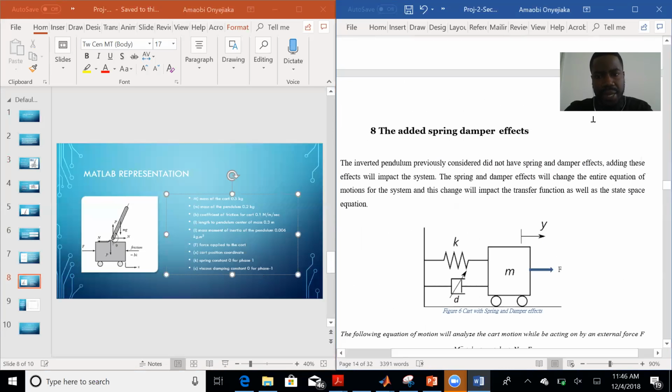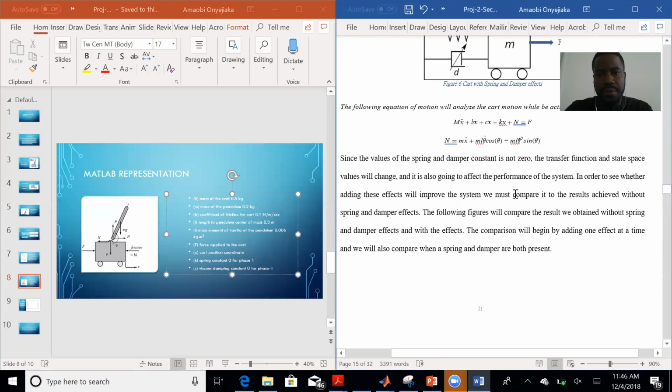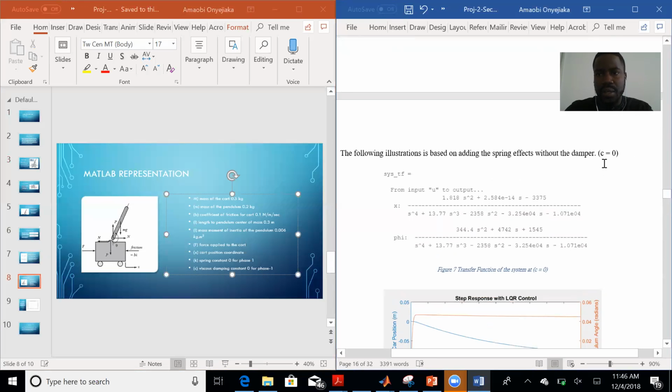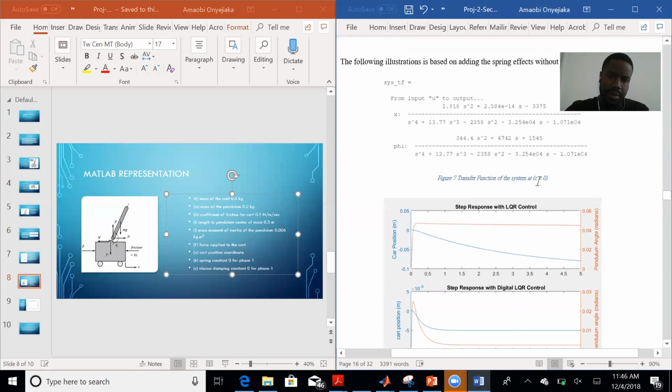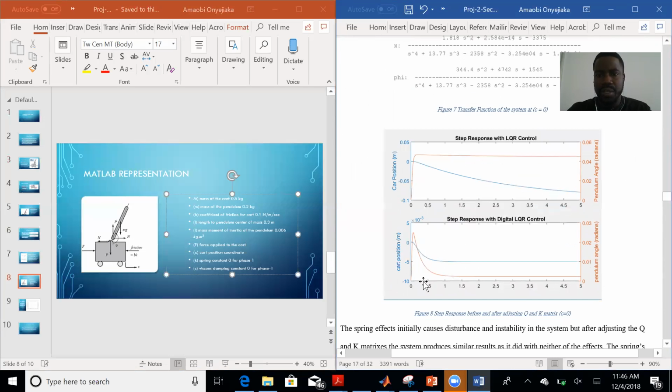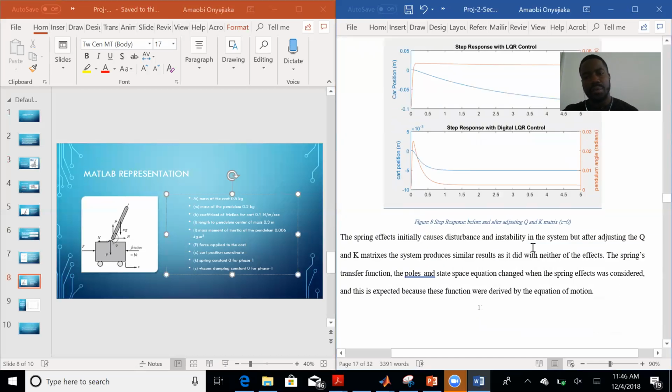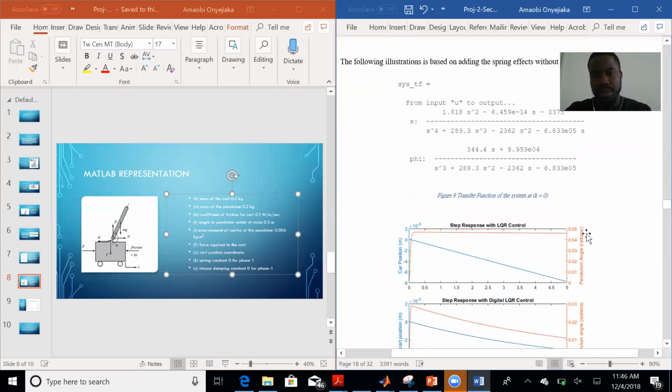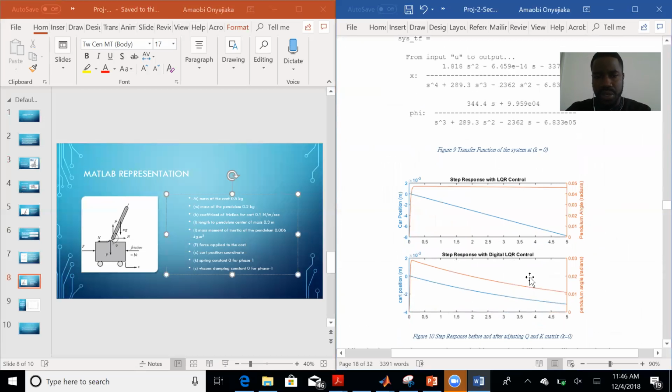And then we get to the point where we add the effects of a spring and a damper. In the first part of this presentation, we're just looking at adding the effects of the spring without a damper. We can see that it does create some sort of disturbance in the system initially. Once we adjust our matrices, we're able to achieve the same result as when we had neither the spring nor the damper. But something different happens when we take away the spring and add the damper. It creates a larger disorder in the system, and it makes it harder, even after we adjust our matrices, to achieve the desired output, as this graph illustrates.